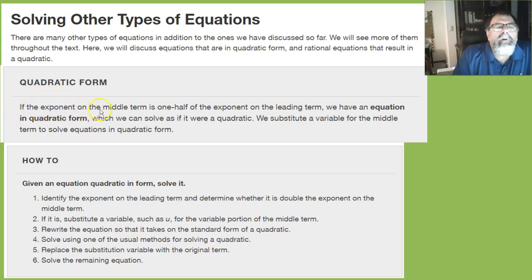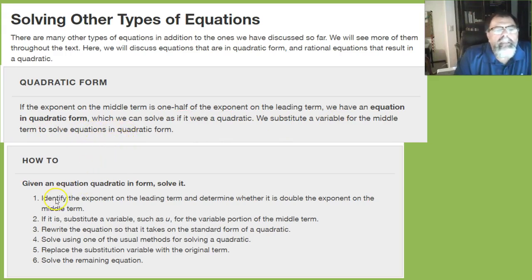If the exponent on the middle term is 1/2 the exponent of the leading term, then we have an equation in quadratic form. We should also mention that you should have 3 terms, ax squared plus bx plus c, which we can solve as if it was quadratic. We substitute a variable for the middle term to solve equations in quadratic form.